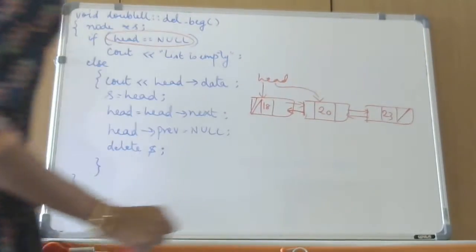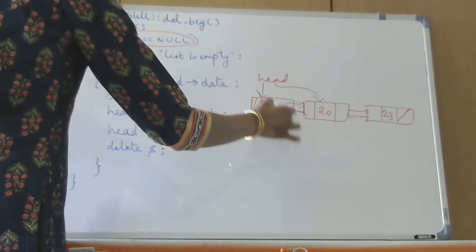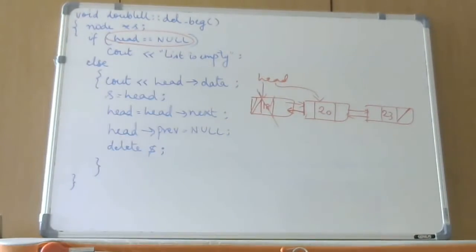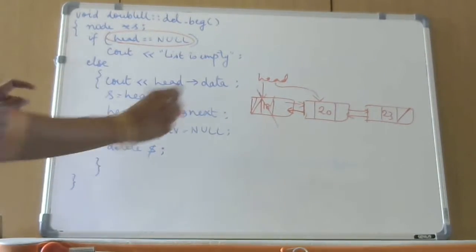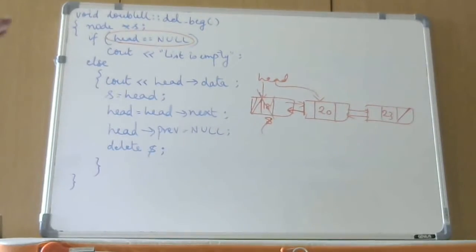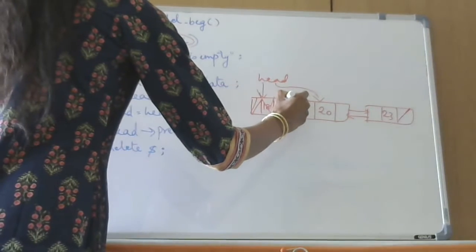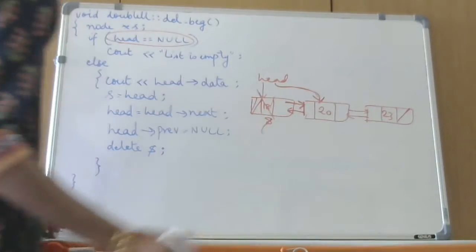So let us see what we can do. I display head of data, because I just want to display what I am deleting. 18 will get deleted. S is equal to head. I am taking a pointer S and initializing S to head, which is currently 18 only. Then head is equal to head of next. Head of next is 20, so head will now be pointing to head of next.